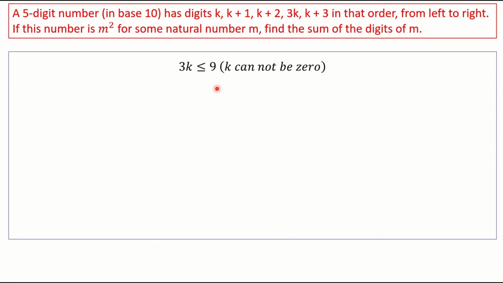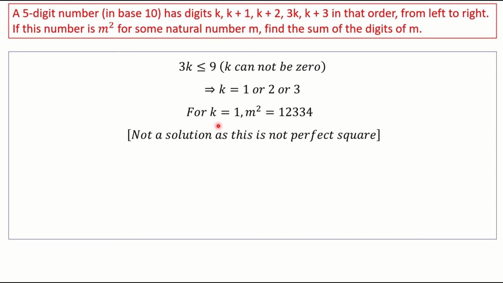Okay. So first take the easiest one, 3k. If you look at 3k, 3k is less than or equal to 9 because k cannot be 0, as I said. So what are the options it has? K can be either 1 or 2 or 3. Done. You just substitute and see all the digits. If k equal to 1, m square equal to 12334. But 12334 is not a perfect square. So this is not the correct answer.